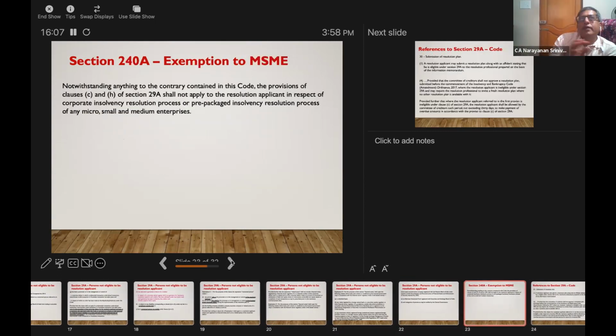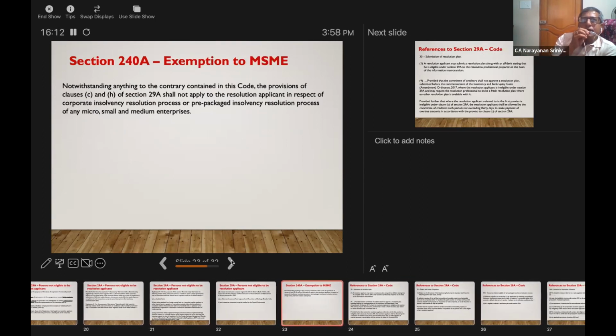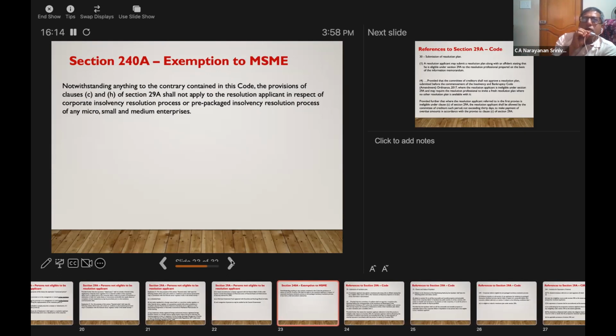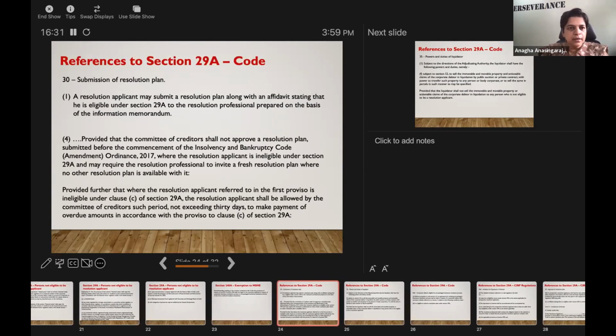We have taken special approval of the NCLT in a particular case where willful defaulter was forced on the MSME, and we were able to break that and get the benefit to the promoters to participate back again. Right. So that is the intention, that 29A, C and H will not be applicable there.